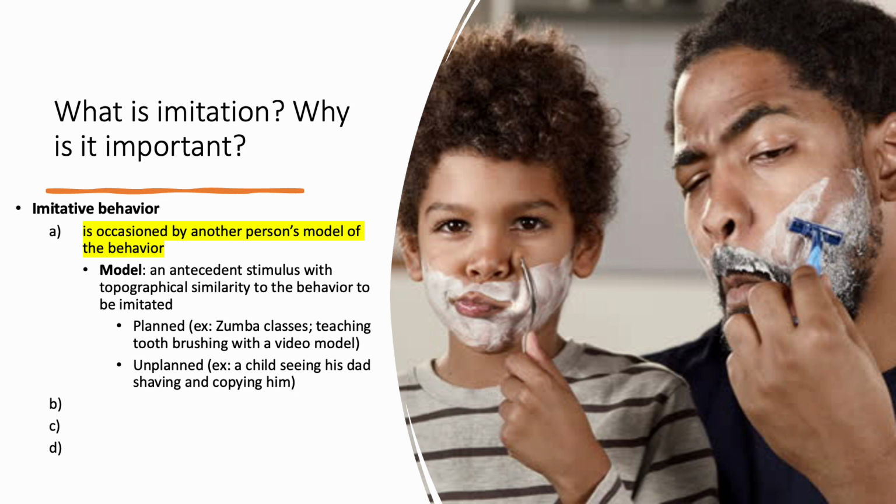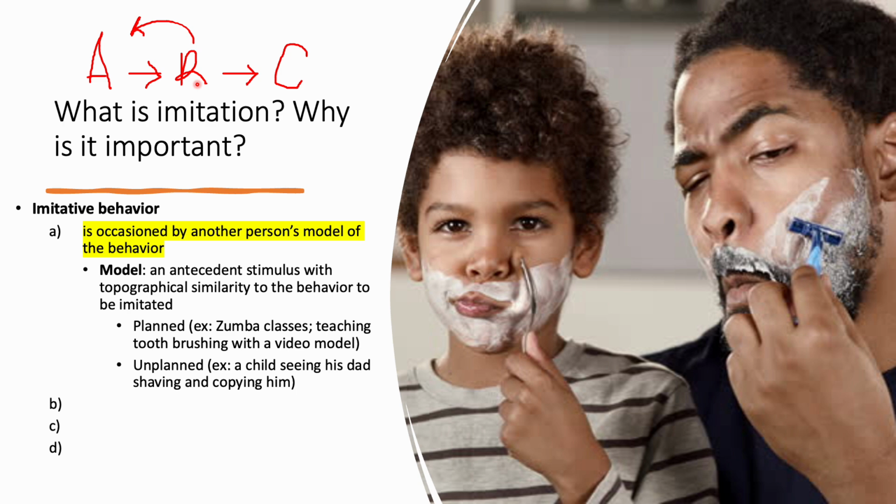So if you guys think about the A, B, and C, the contingency of behavior, the model is the antecedent stimulus, okay? So we have our antecedent stimulus, which is the model. We have the response, which is the imitative behavior. The imitative behavior is going to look exactly like that model. Okay, and then we have our consequence, whatever that consequence may be. So in the case with imitative behavior, there has to be a model, that's the antecedent stimulus, that looks topographically similar to the response. Okay, that's something that you guys need to keep in mind.